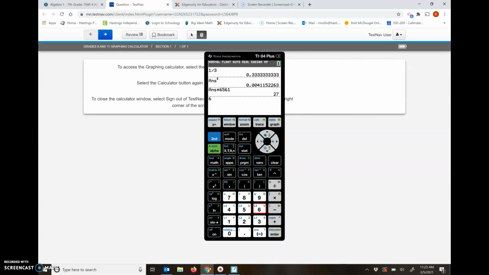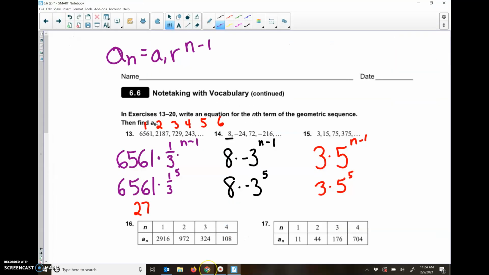So I started with 6,561, and I divided it by 3, or multiplied it by 1/3. Let's keep it consistent. So multiplied it by 1/3. And I got 2,187, so that's the second number. And then I did it again. So that's the third number, 729. There's the fourth number, 243. Fifth number would be 81, and the sixth number, like we figured out using the formula, is 27.